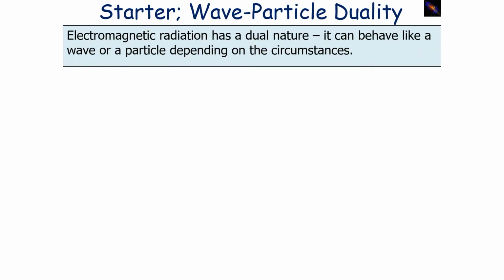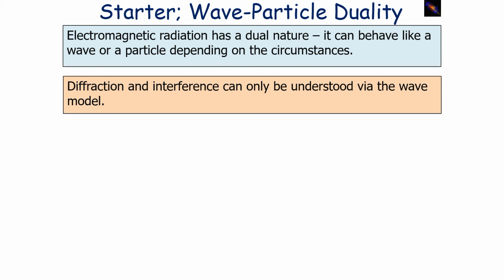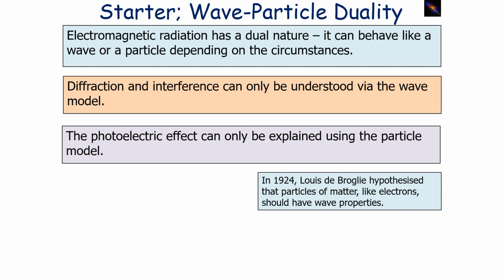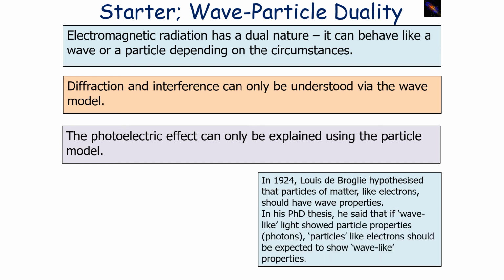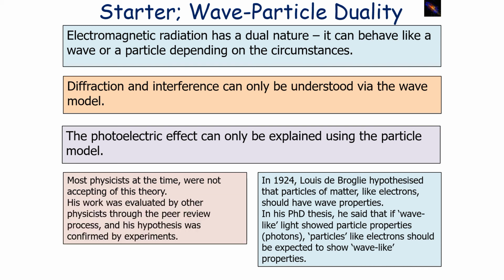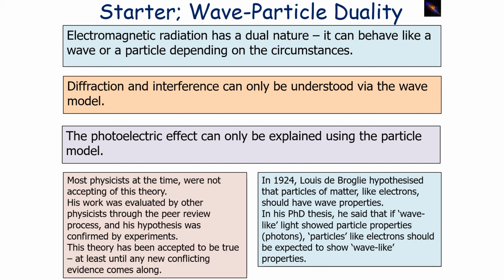Now in wave-particle duality, we say electromagnetic radiation has a dual nature. It can behave as a wave or a particle. Diffraction and interference, it must be like a wave. Photoelectric effect, it must be like the particle model. So in 1924, Louis de Broglie hypothesized that particles of matter like electrons should have wave properties. In his PhD thesis, he said if wave-like light shows particle properties, then particles like electrons must show wave-like properties. Now most physicists at the time were not accepting of this theory, but over time his work was evaluated by peer review and his hypothesis was then confirmed by experiments. So this theory has now been accepted to be true unless any new conflicting evidence comes along.